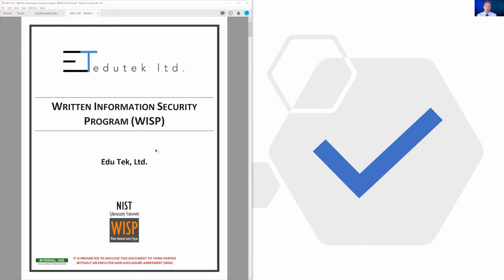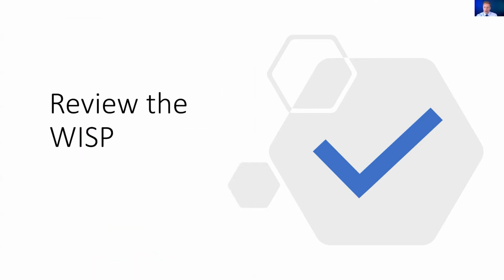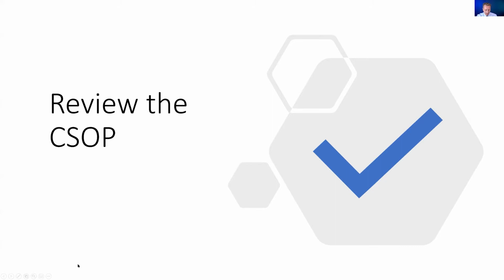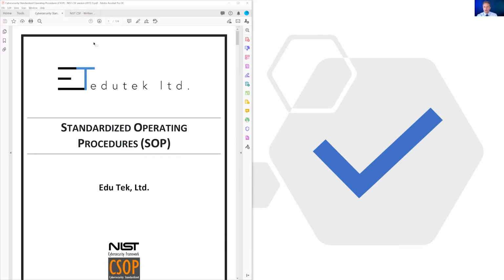Now we're going to get into the work. And that's when we get into the procedures associated with many of these policies. And that's when we get into our review of the CSOP, which is this other document, the Cybersecurity Standardized Operating Procedures. In our case, it's just the SOP. In your case, it may say CSOP, but it's basically the same thing.